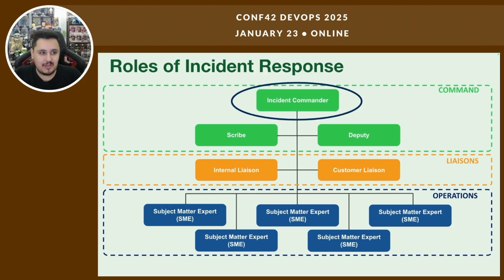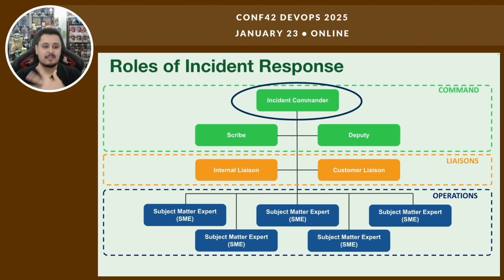Then we have the deputy. So the deputy is a direct support role for the incident commander. This is not a shadow. They're not just there observing. The deputy is expected to perform some important tasks during the incident. They make sure that the incident commander stays focused and that they can be there supporting whatever they need or whatever task they do. So basically, they are the right-hand person to the incident commander.